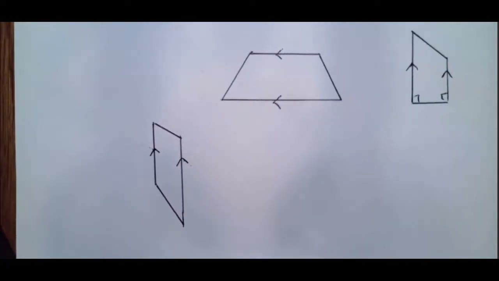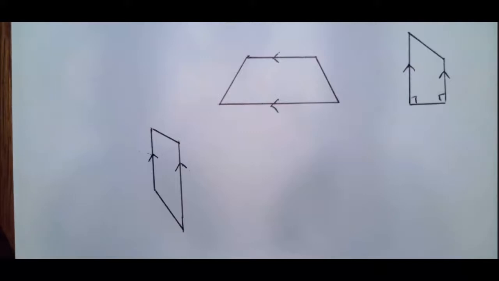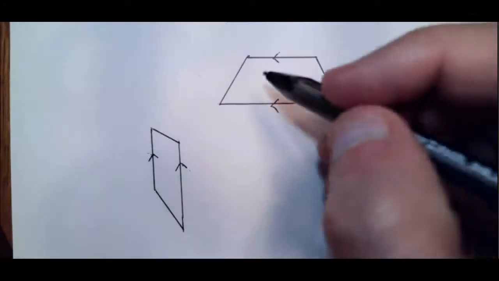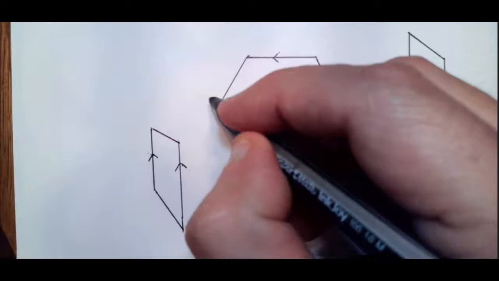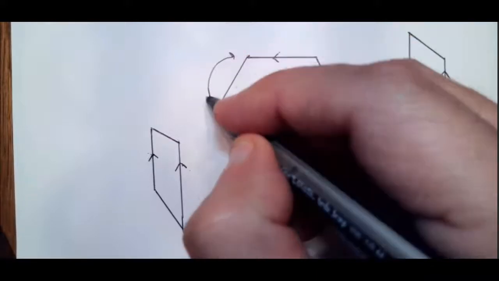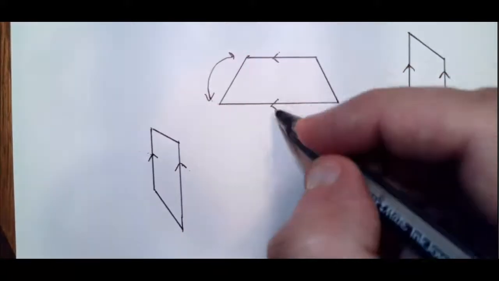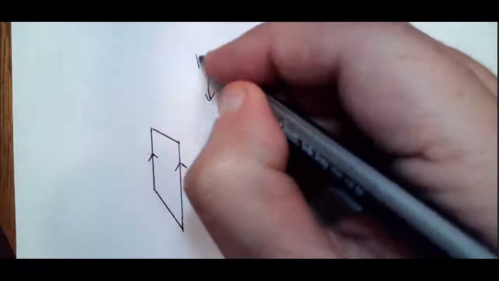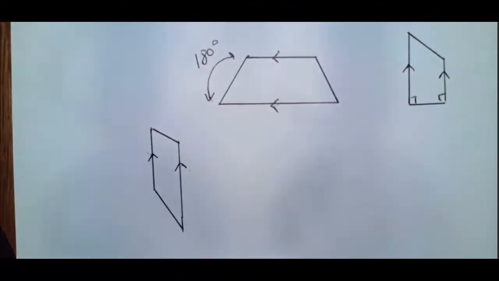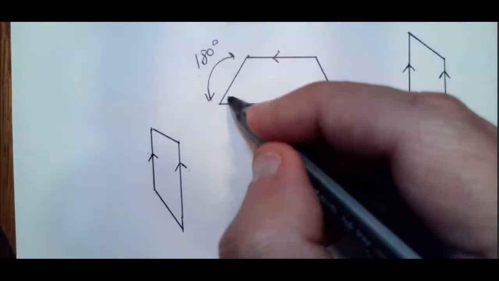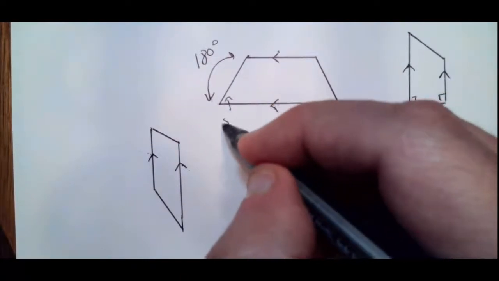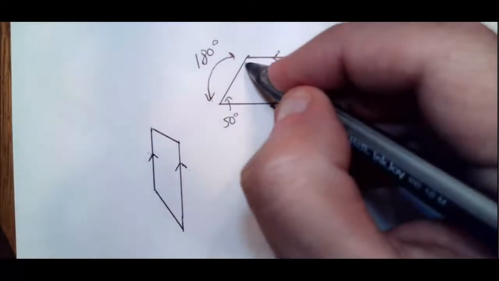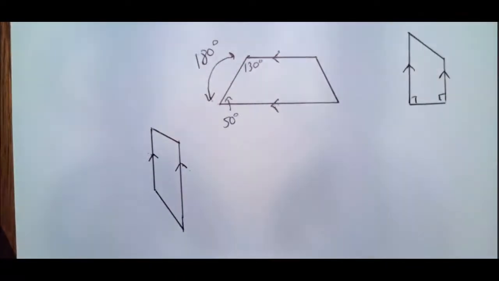Now, here are the things you need to know about a trapezoid. All right, first, on a trapezoid, the two angles that connect the parallel lines are going to make 180. So if I took a protractor, measured this, and got 50, then over here would have to be 130.